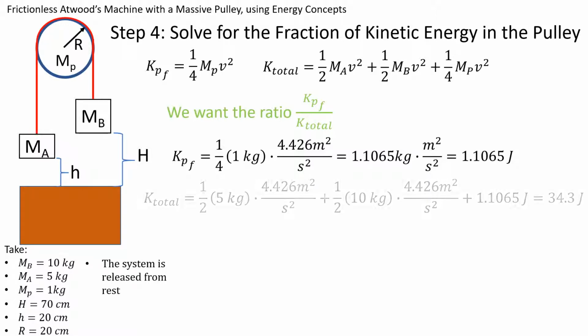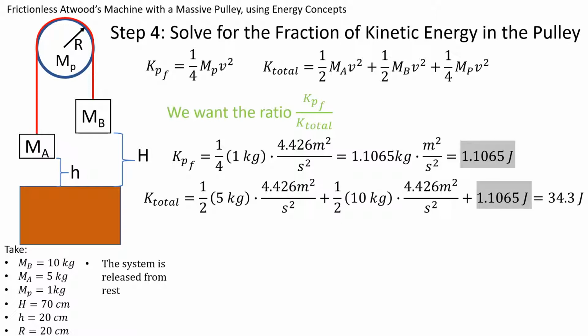1.1065 joules. And the total kinetic energy, the kinetic energy of all three things that are moving at the end, is 1/2 MA, which is 5 kilograms, v squared, plus 1/2 MB, 10 kilograms, v squared, plus the kinetic energy of the pulley, which we can just drop in as 1.1065 joules, or you could put the 1/4 MP v squared back in, but you get the same number. And when you add all of these together, you find that this is 34.3 joules.